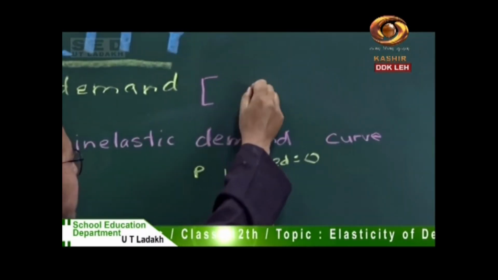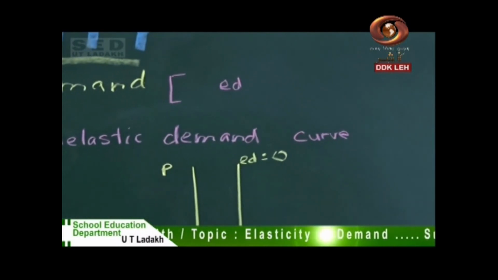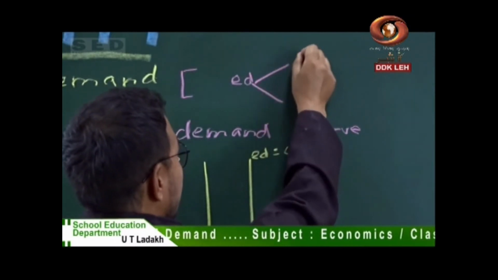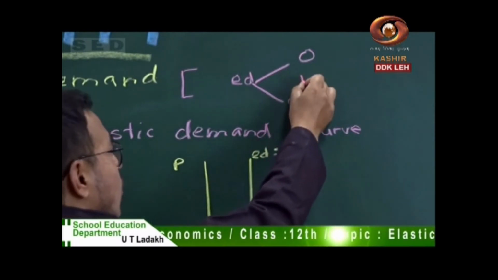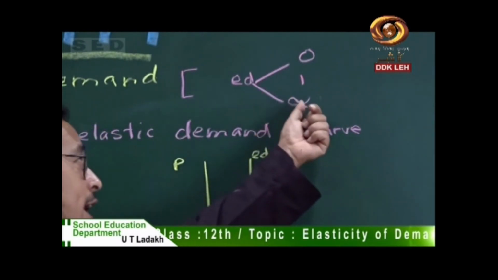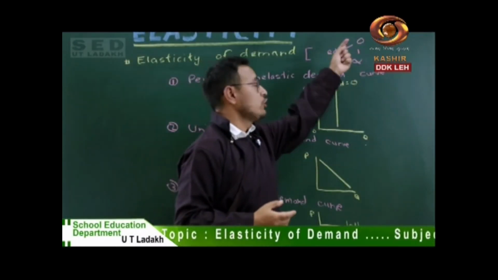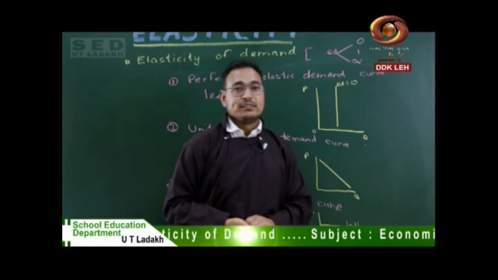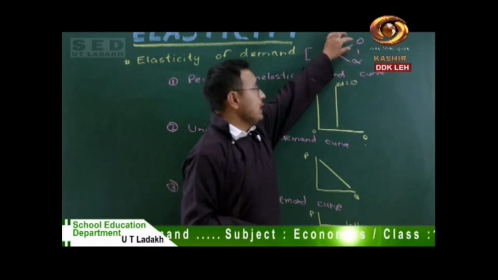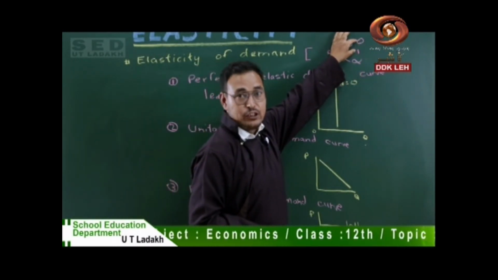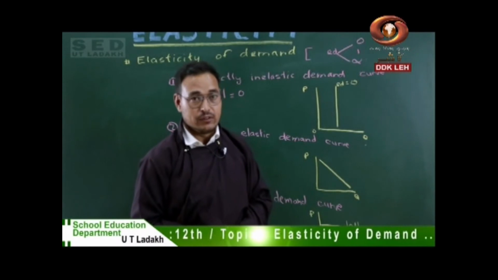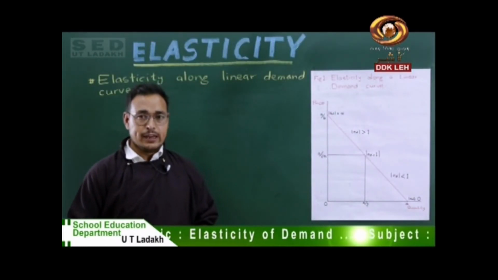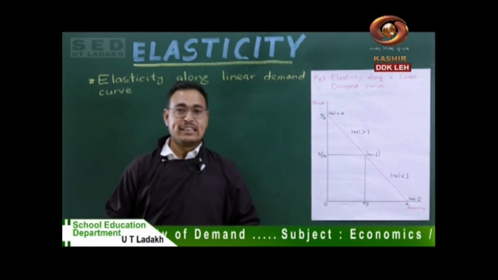So as a whole, at a larger level, I will write here that the value of ED will be between 0 and infinite. 0 means perfectly inelastic, 1 means you are unitary elastic, and infinite is perfectly elastic. So in this range, we have inelastic demand between 0 and 1, while between 1 and infinite, you have elastic demand. So the next subtopic is elasticity along a linear demand curve.